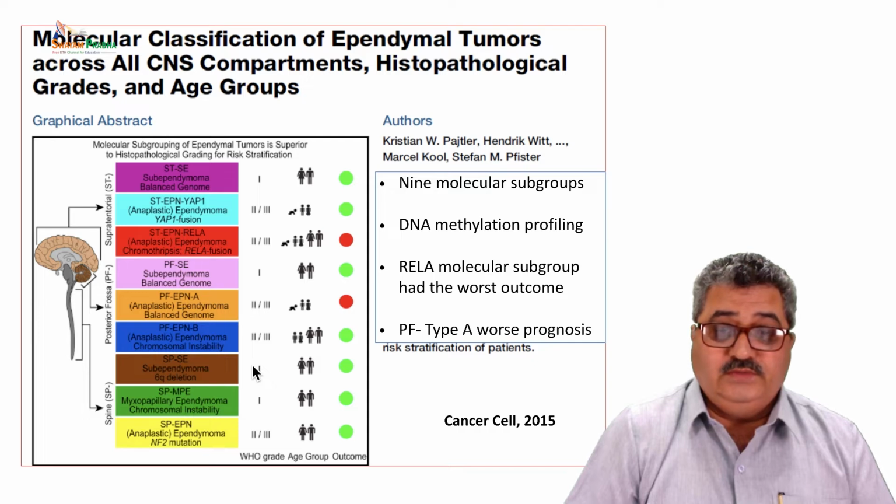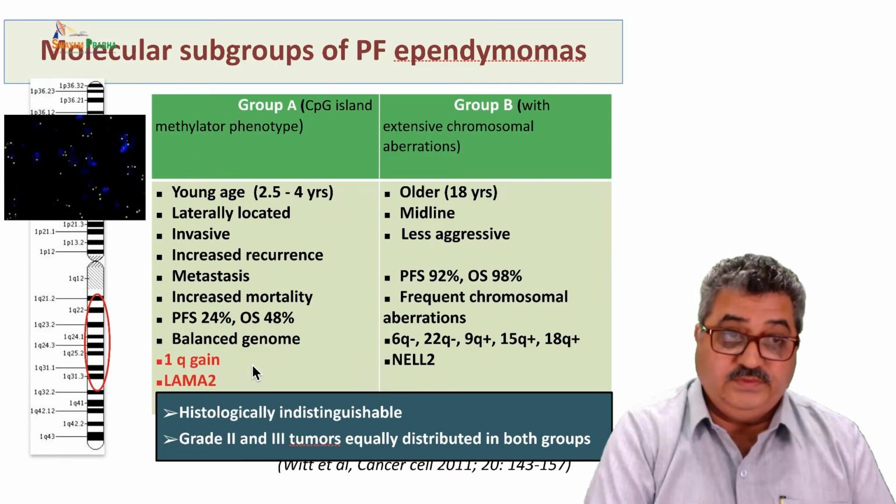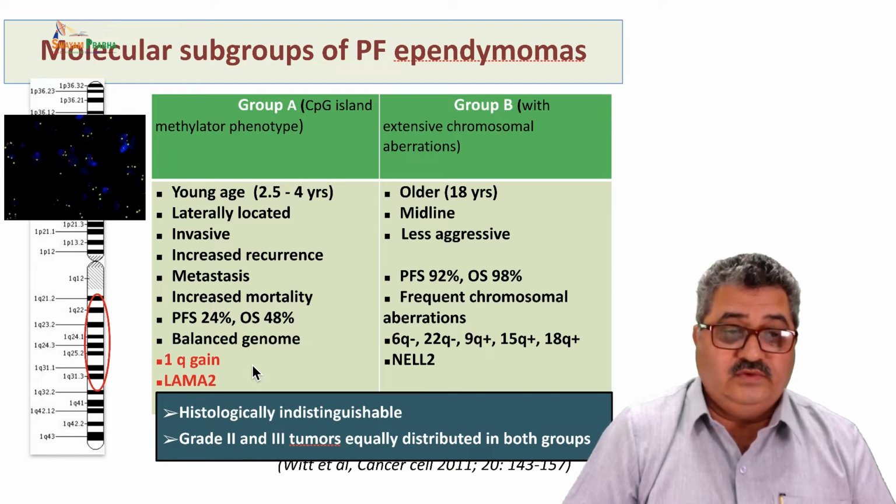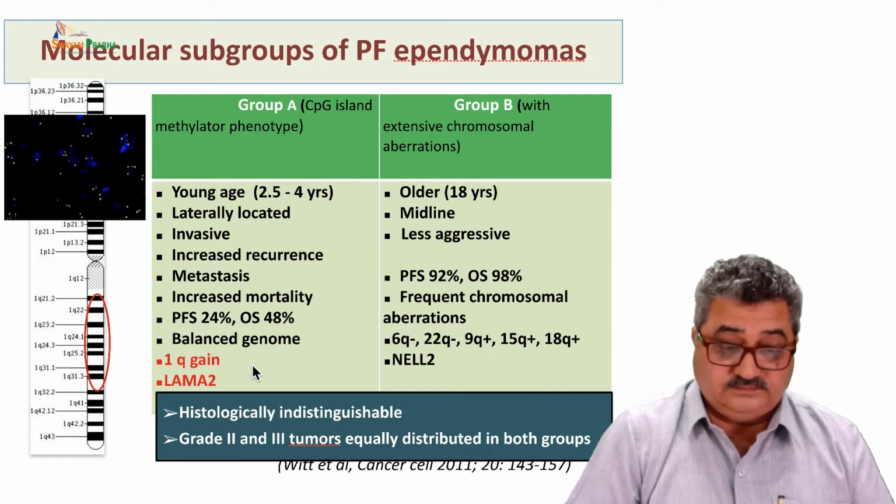Now coming to the posterior fossa tumors, earlier it was proposed that they be grouped as group A and group B. Group A occur at a younger age, group B at an older age. Group A are laterally located, more invasive, do show metastasis, and very characteristic is 1q gain. Whereas group B are midline, less aggressive, and their prognosis is better.